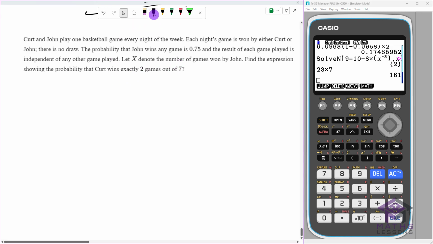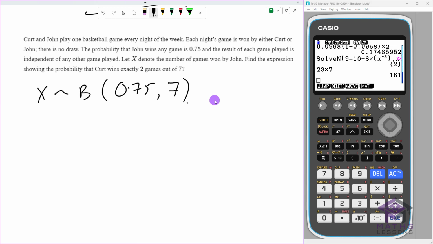So basically what we have here is a binomial and the probability of John's success is 0.75 and we've got 7 trials because there's 7 nights in a week. So n is 7. It even tells us 2 out of 7. Now, the probability that Kurt wins exactly 2 games out of 7 is the probability that John wins 5 out of 7. So we want the probability that x equals 5.